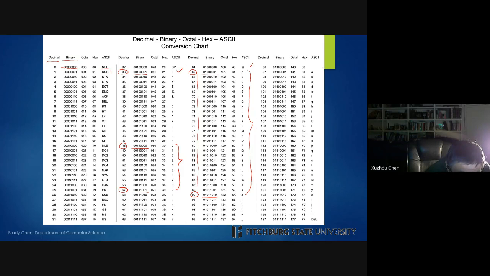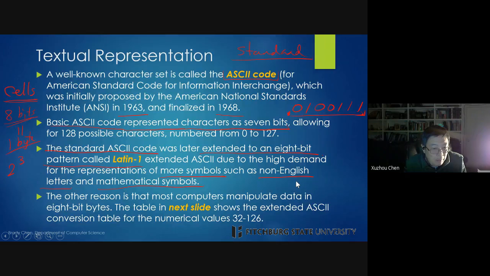And where is the lowercase alphabet? A to Z. Yeah. So it's 97 to 122. Okay. Now let's just check what this number is. It's 01001111. Let's see what it is.